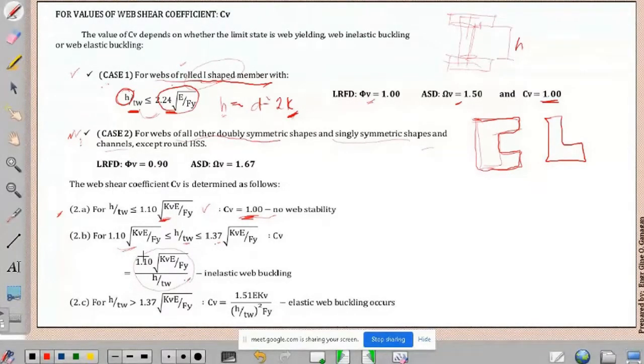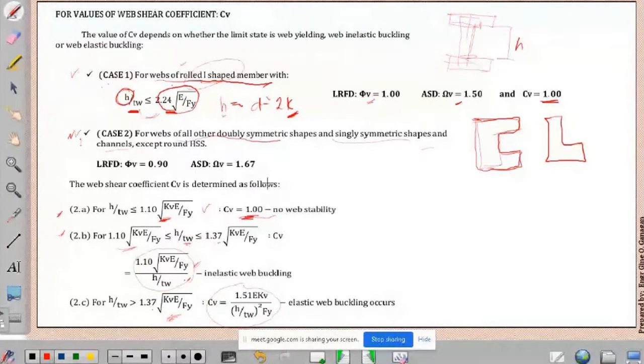Okay? Pagka ganito yung condition ng beam ninyo. Okay? So ito yung pangalawang CV sa pag-compute. So pag mas malaki naman yung inyong width thickness ratio dito sa 1.37, dito sa equation na ito, ang CV natin is computed by this equation, with this formula. Okay? So ganun lang kasimple pagkuha ng CV.